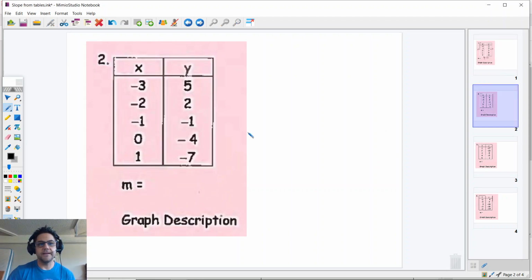And continuing on, -3, -2, -1, 0, 1, again, +1. For y, 5, 2, -1, so this is decreasing, and it's decreasing by 3. So rise, which is the y, over run, which is the x. So this would be a downhill graph, reading left to right, downhill, and it would actually be pretty steep as well because it is an improper fraction.